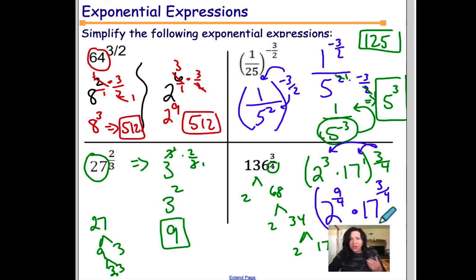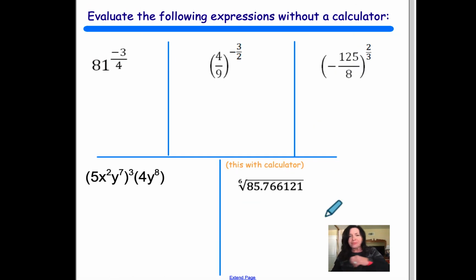So this right here actually doesn't look any better than what I started with. If I said 136 to the 3 divided by 4 power, that's just going to give me a decimal, and that's not what we're after. So this is really the best way to write it, but if I had to rewrite it, that's how I would rewrite it.